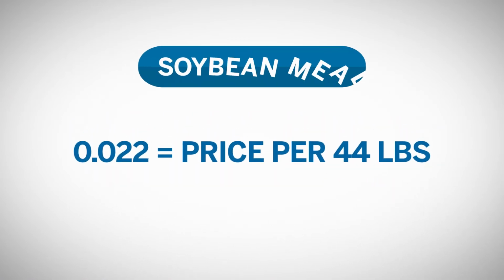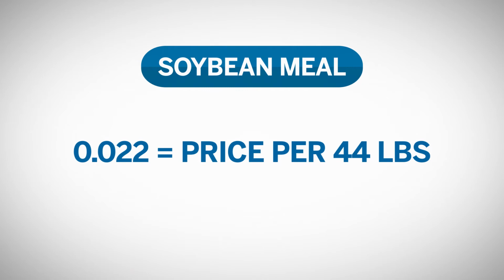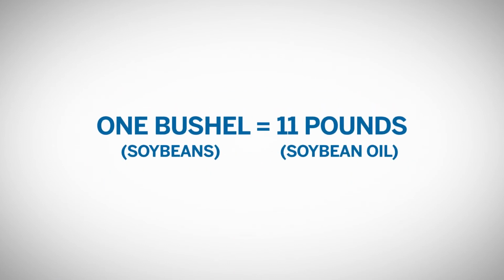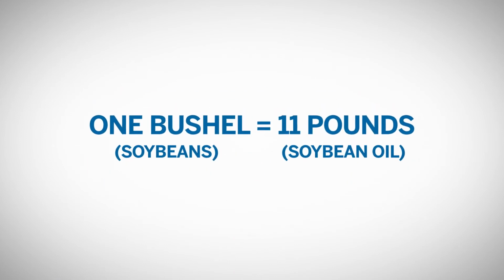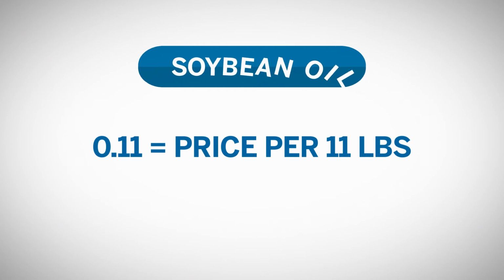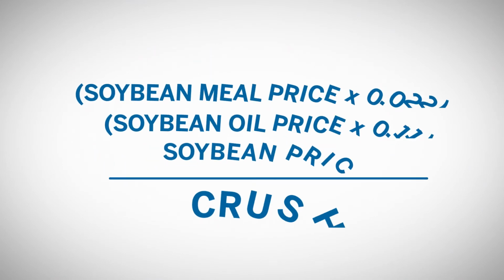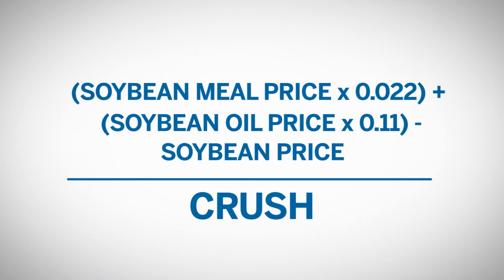Since soybean meal futures are priced per ton, multiplying the meal price by 0.022 represents the meal price per 44 pounds. That same bushel of soybeans also produces 11 pounds of soybean oil. Since soybean oil futures are priced per pound, multiplying the soybean oil price by 0.11 represents the oil price per 11 pounds. So the new formula to calculate the crush is shown here.